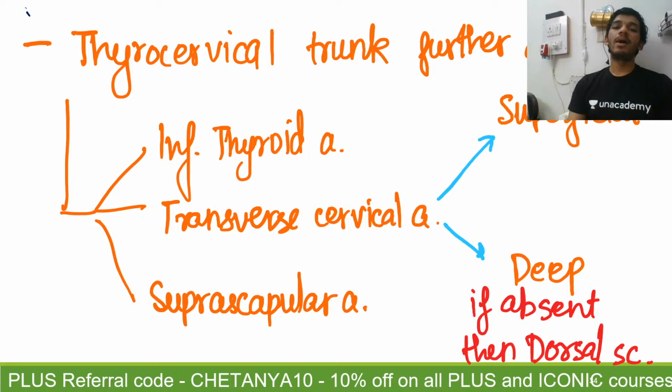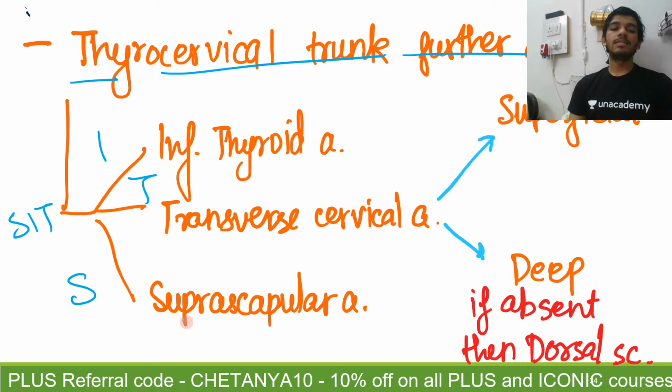Now if I come back here, we'll talk about the thyrocervical trunk. So divided into what I told you is the SIT. कैसे याद रखेंगे इसको? SIT. S is the suprascapular artery which takes part in the anastomosis around the scapula. I is the inferior thyroid artery and T is the transverse cervical artery.